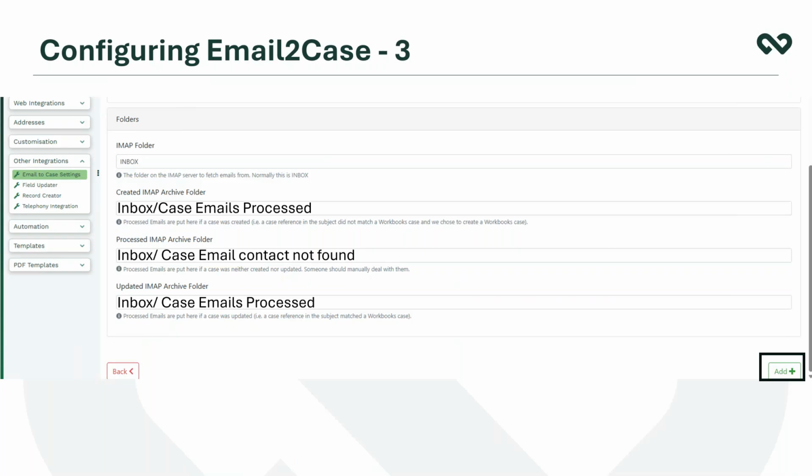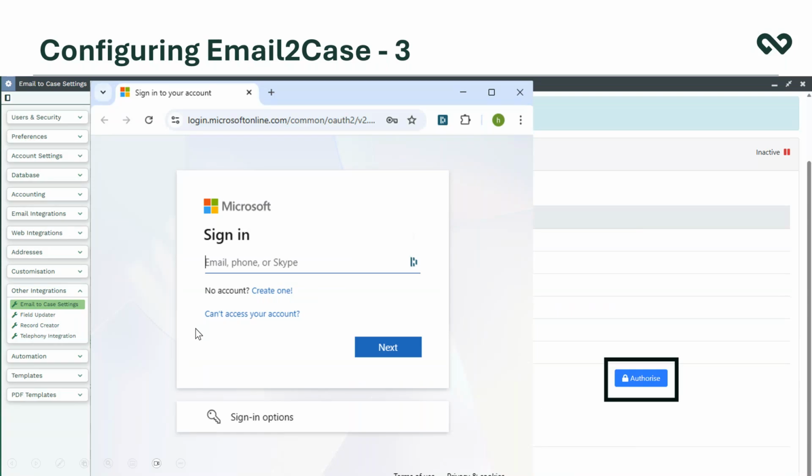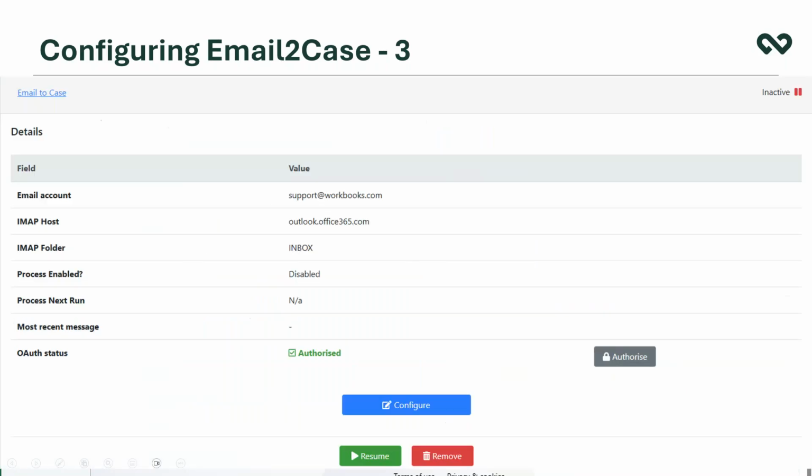Then finally click on the add button. Once you've done that, you should see a screen like this come up, and you'll see that authorization is required. At this stage, you get the Microsoft 365 admin to complete the OAuth. When you click on the authorize button, a window should open up to complete the OAuth. Once you've authorized, the OAuth status changes.